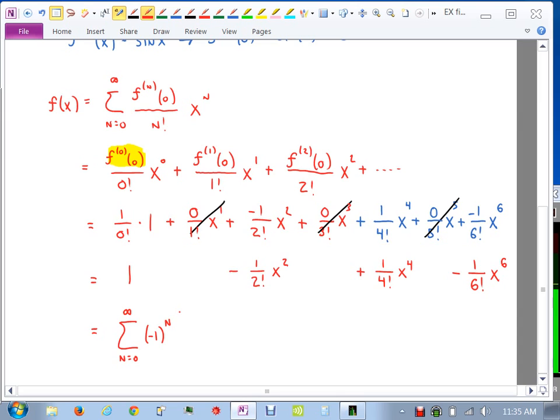And okay, now I'm going to look at the powers of x. We have even powers, 2, 4, 6, but we start at x to the 0, right? So it's even starting at 0. So x to the just 2n. That'll work, won't it? If n is 0, we get 0. If n is 1, we get 2. If n is 2, we get 4. If n is 3, we get 6. So that should work.